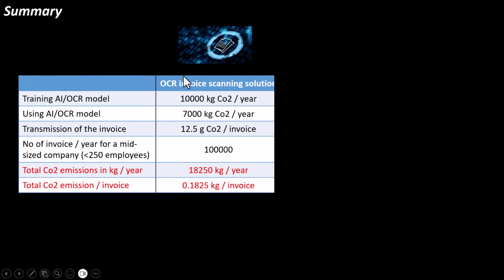So first for the OCR invoice scanning solution, I said, okay, 10 tons and 7 tons for using the model, so training and using. And then I said 12.5 grams for the transmission of the invoice. If I assume 100,000 invoices per year for a pretty, let's say, small to medium-sized company, then I end up with 18.25 tons or 18,250 kilograms that I consume for one single year. Or broken down to a single invoice here, 0.18 kilograms.